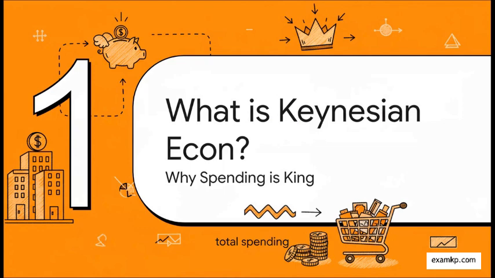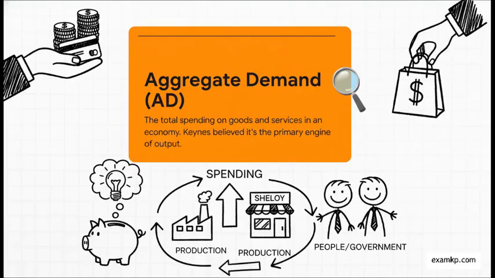This right here is the term you absolutely need to know, aggregate demand, or AD for short. Think of it as the grand total of all the spending happening in the economy. Now, before Keynes came along, most economists were focused on the supply side of things. But Keynes argued that if people and government aren't spending money, businesses have no reason to produce things, and the whole economy just shrinks. So, the most important point is this: AD drives everything.